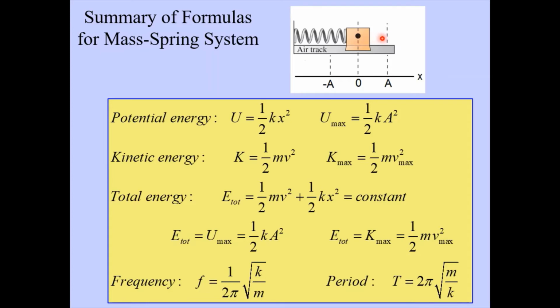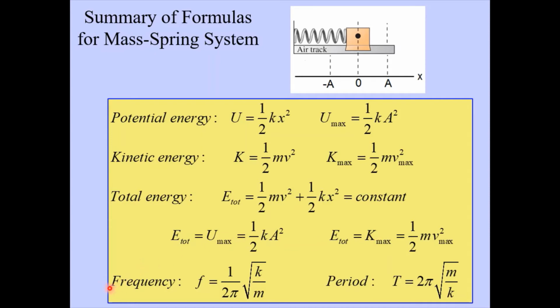The maximum distance that it moves to the right is called the amplitude, which is A, and the maximum distance that it moves to the left will be at negative A. Notice the oscillations are symmetric about the origin here. So I won't go through all of these equations again because we've just introduced them all in the last couple of slides, but these are the equations for potential energy. Here are equations for kinetic energy. These are the equations for total energy.